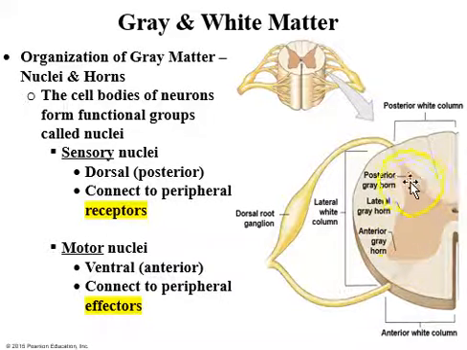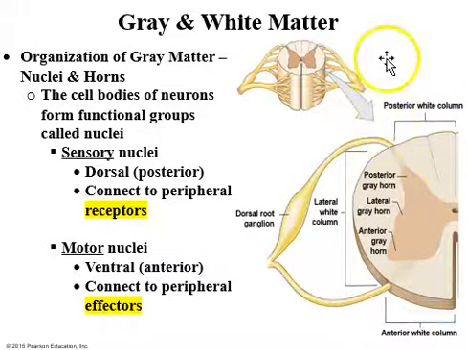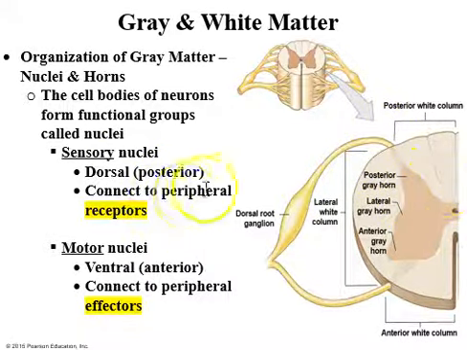Looking back here, we see the posterior gray horn, and if we remember from last time, the posterior is going to be your sensory. So what we see here is that connection point between those peripheral receptors, and we also have those sensory nuclei. Okay, the other portion where we also have sensory cell bodies is in that dorsal root ganglion.